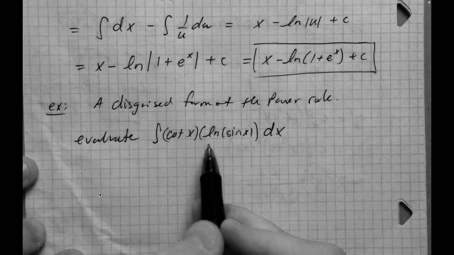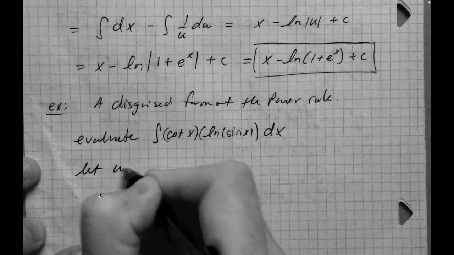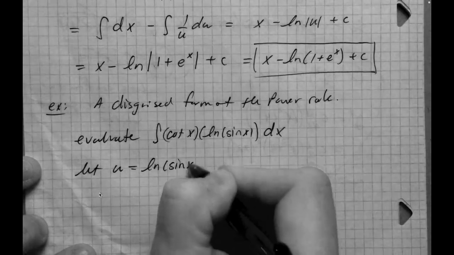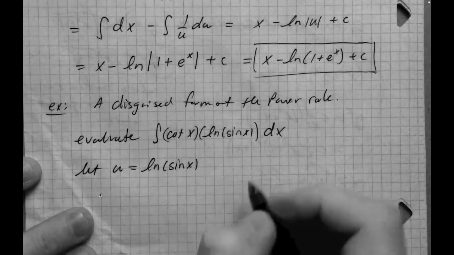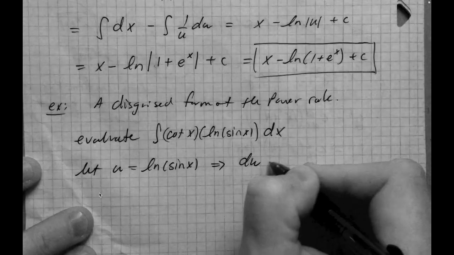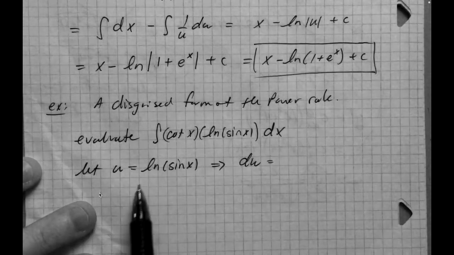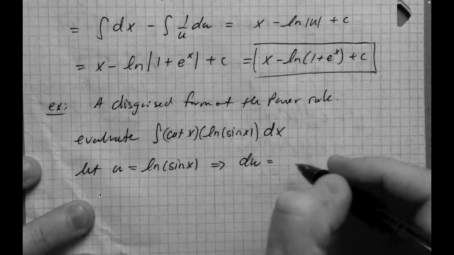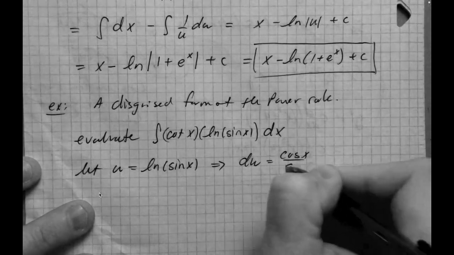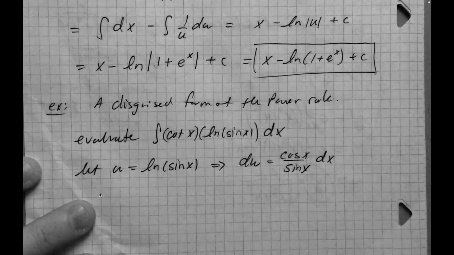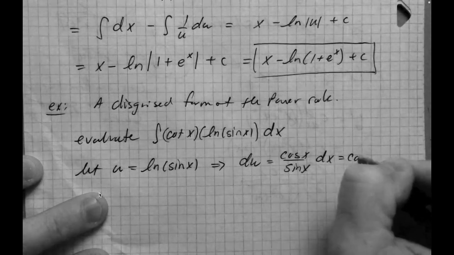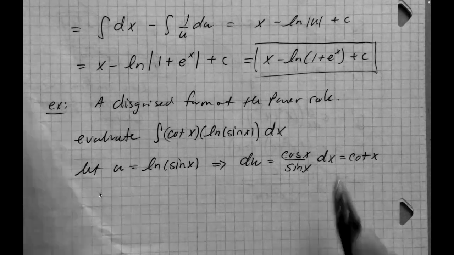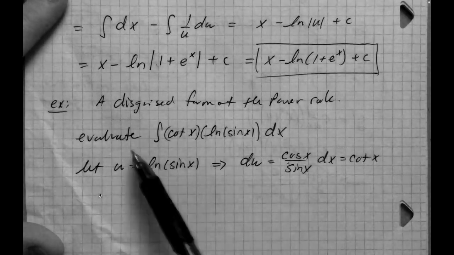So one of the things we can do here is let u equal the natural log of sine x. Then du, right? You'd have to use the chain rule on this, and it'd be 1 over sine of x times the derivative of sine of x. So du gives you cosine of x over sine of x, which is equal to cotangent of x. Here you have all the setup for the power rule.